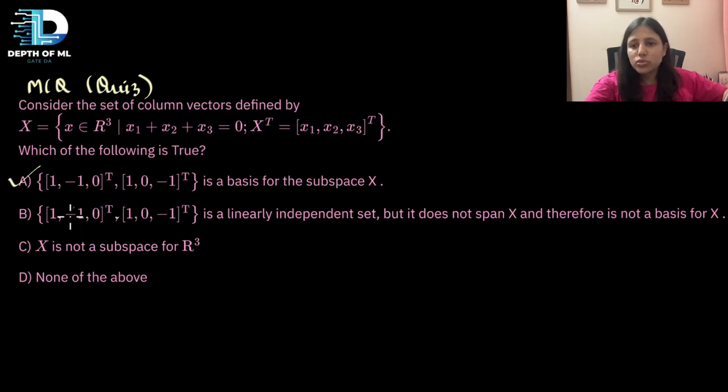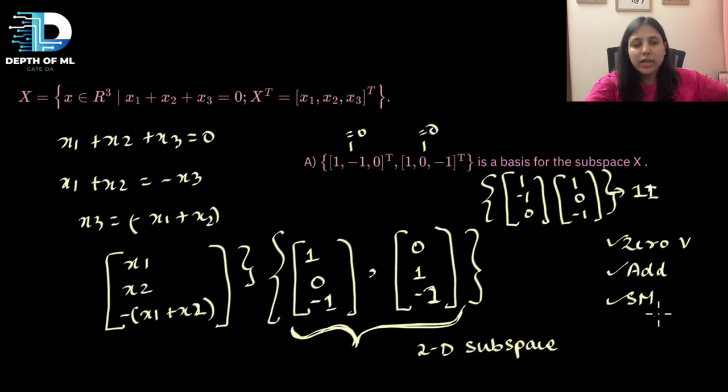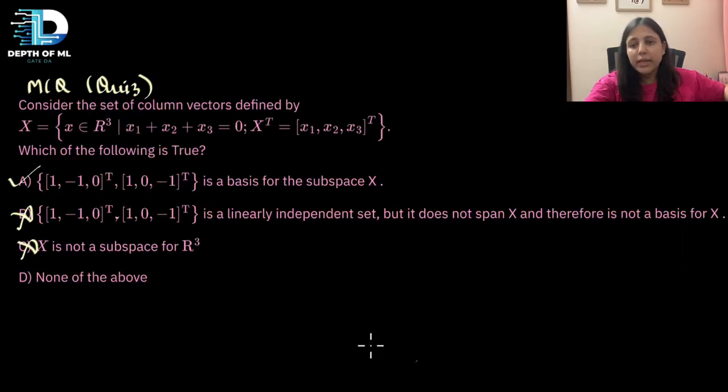So because A is true, B is false. Then third is X is not a subspace of R3. This is also false because we checked, or you will check as homework, that these three conditions are met. Hence this is also incorrect. So the correct answer to this particular question is just A.